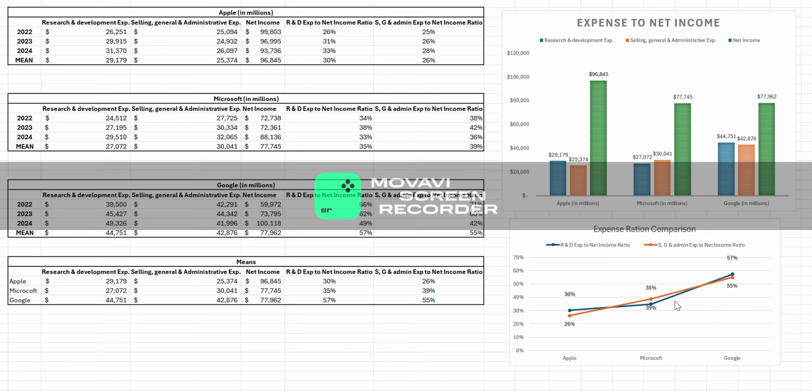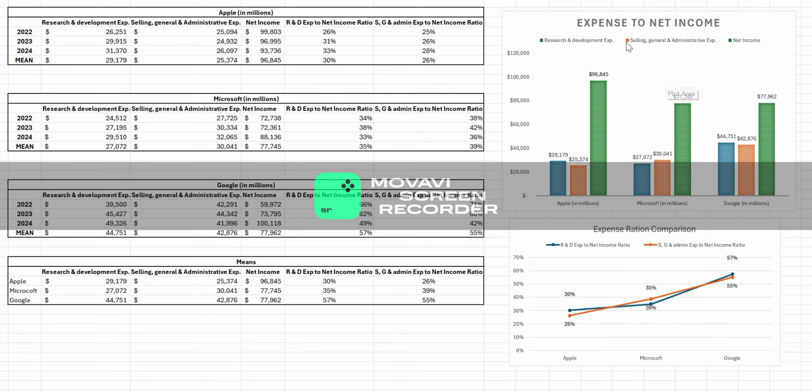As we can see in the graph, it shows the expense and ratio comparison graph. It shows how the ratio for Apple is greater in research and development, as well as the one for Google in research and development, the blue one, which is higher compared to the selling and general administrative. And in Microsoft, it shows the orange, which is the selling and general administrative ratio, to be higher at 35 than the research and development.